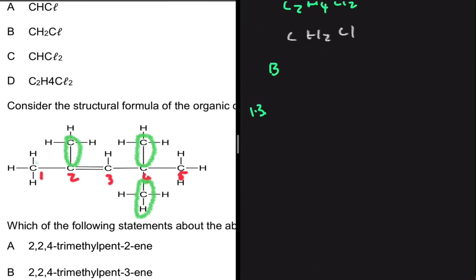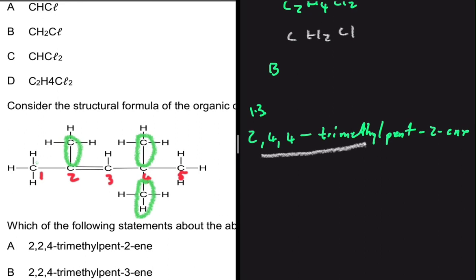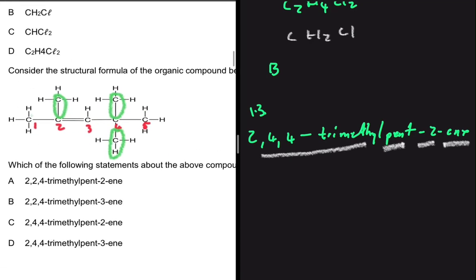So our name will be 2,4,4 dash tri, because we have 3 methyl pent-2-ene. This is our branches, and this is the number of carbons on our longest chain. This is where the functional group is, and this is how the name of an alkene is. So which option is that in 1.3? It seems like it is option C, 2,4,4 dash trimethyl pent-2-ene. So our answer to 1.3 is C.